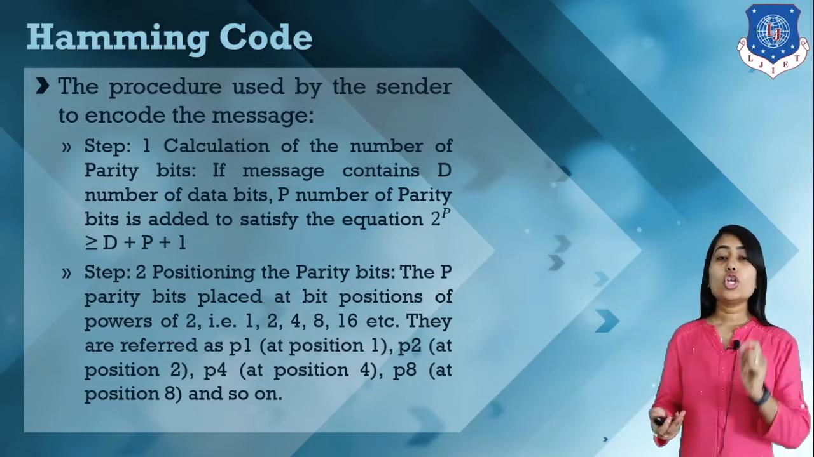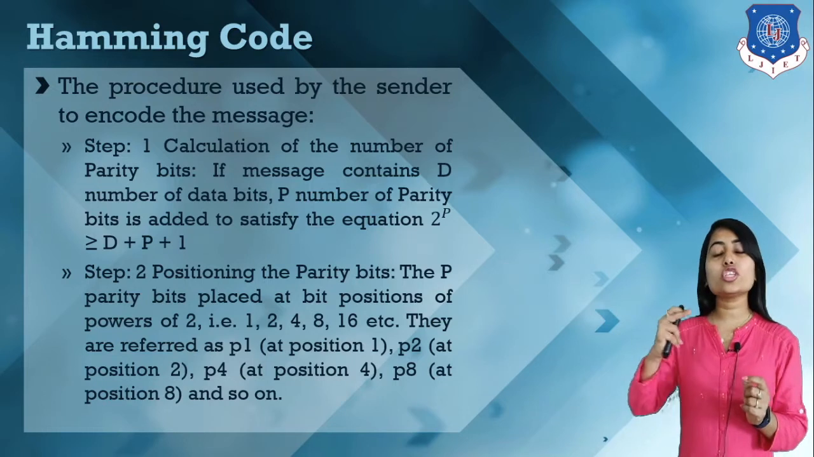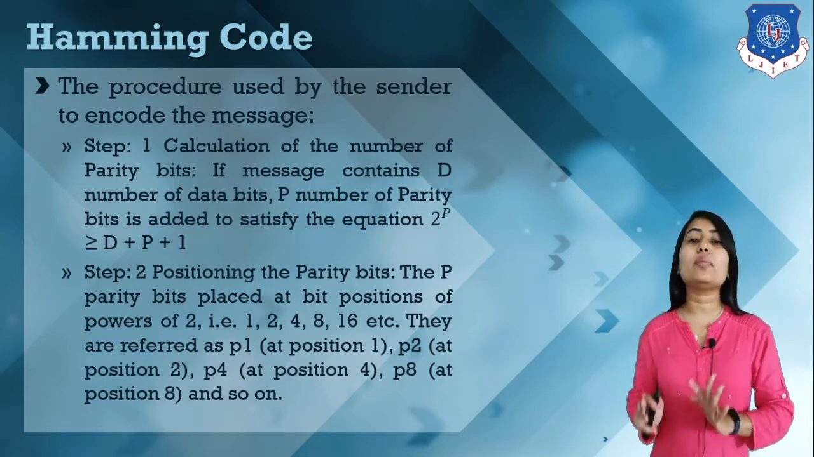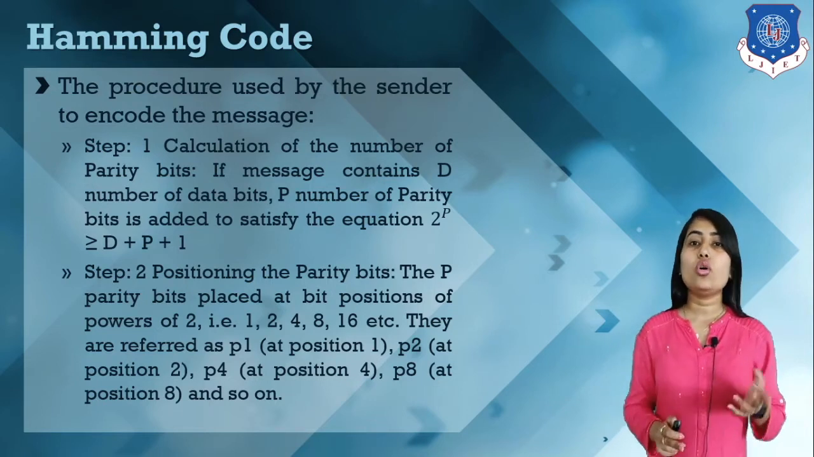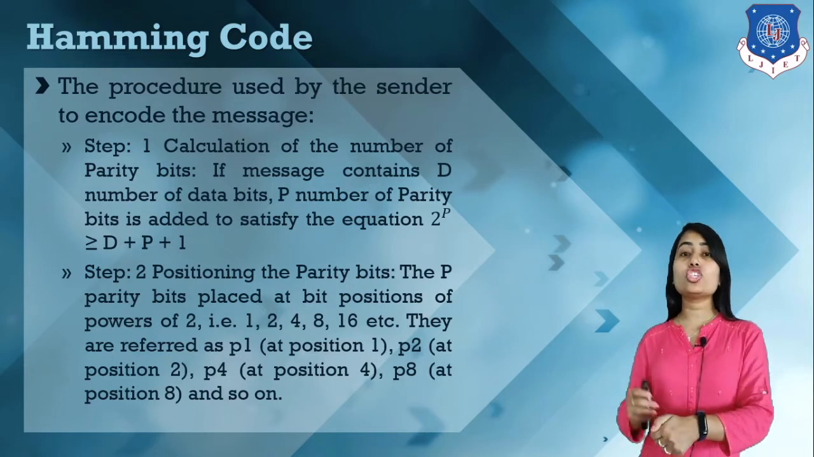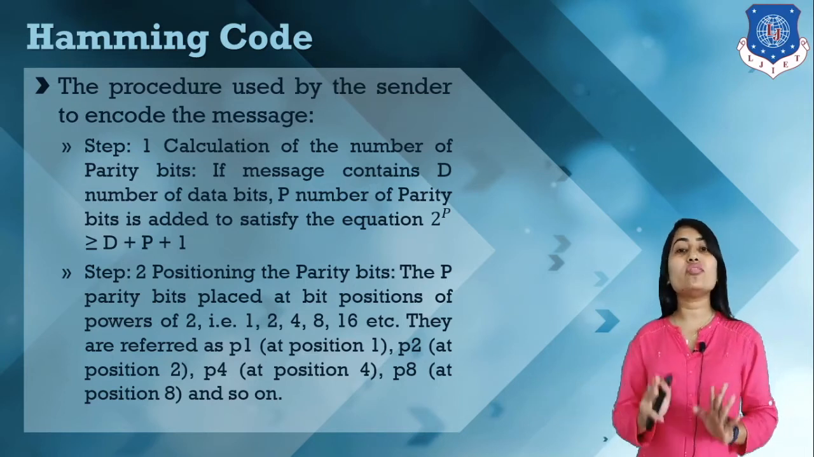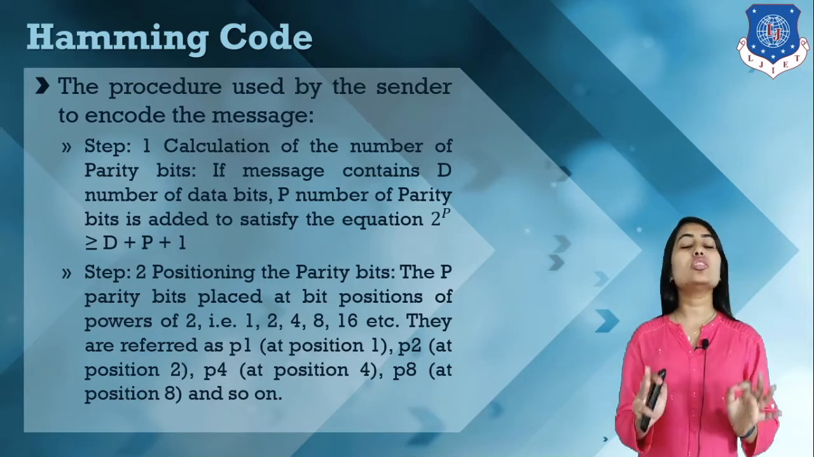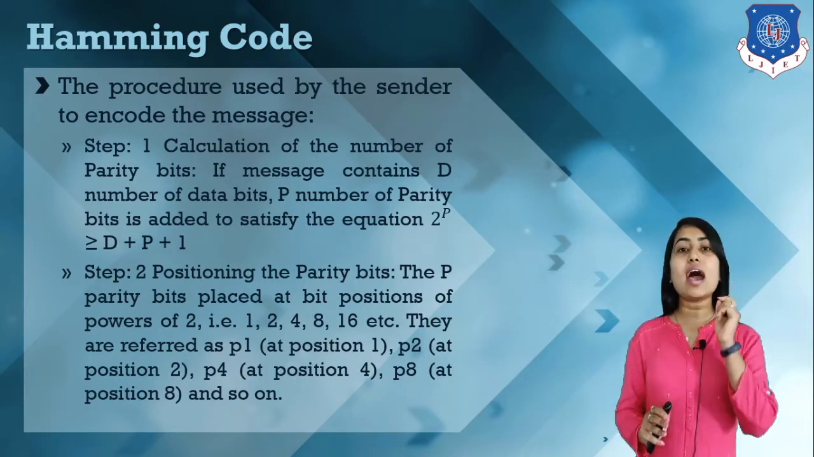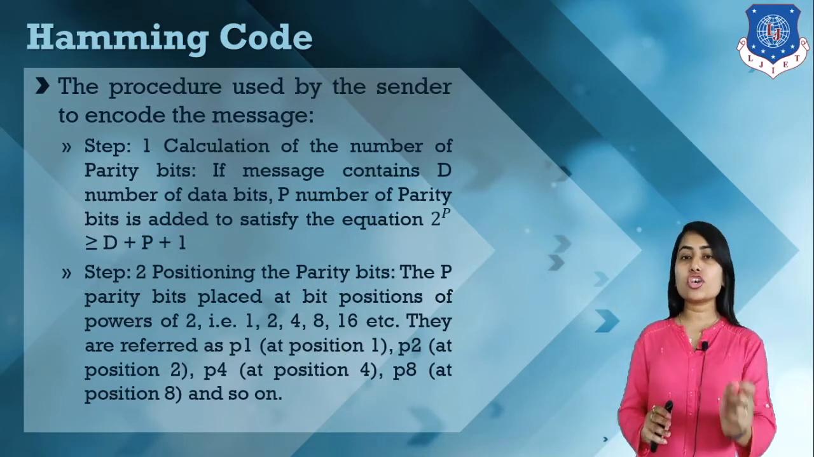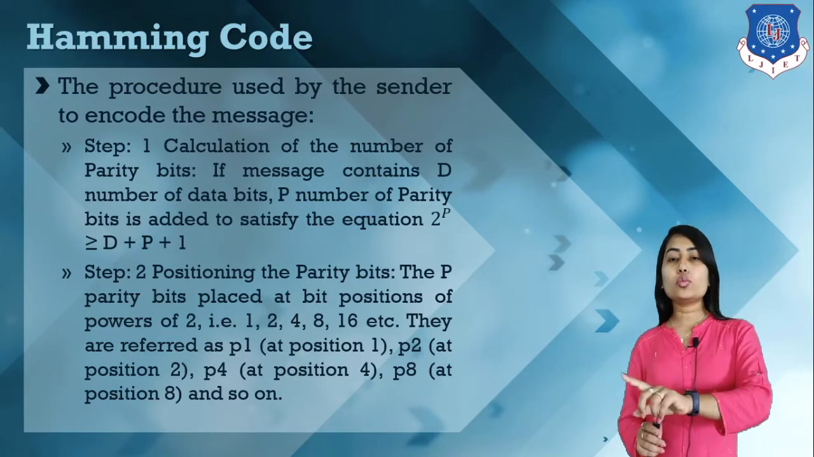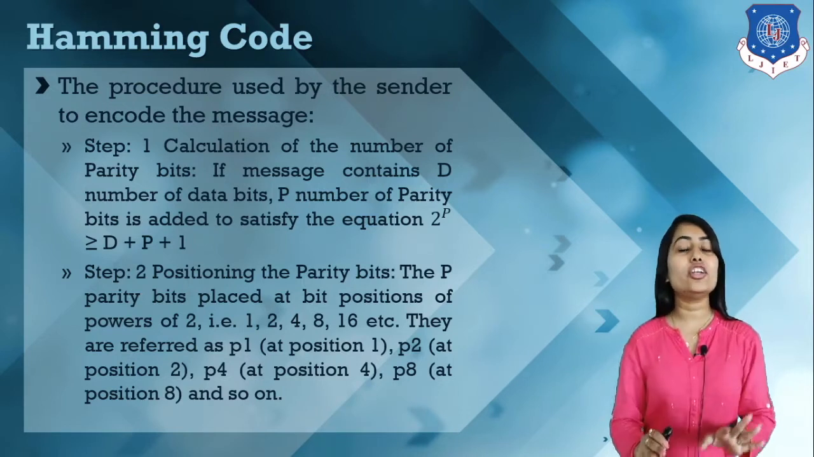That means at 2 raised to 0, 2 raised to 1, 2 raised to 2, 2 raised to 3, 2 raised to 4, and so on, we can add parity bits. That means 2 raised to 0 is 1, so at the 1st, 2nd, 4th, 8th or 16th position we can add parity bits. So this is how we decide the positions of parity bits: they are inserted at positions that are a power of 2.